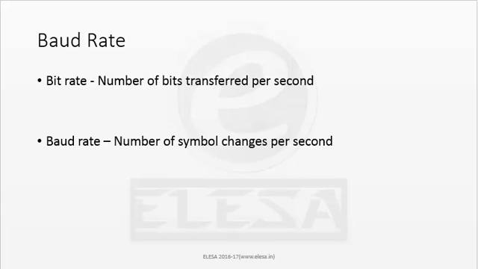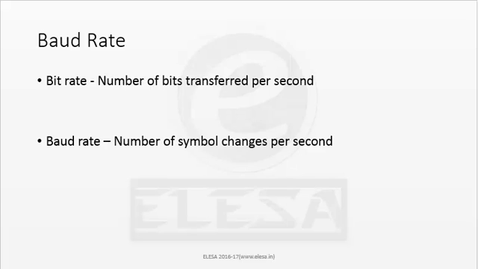Conversely, if the signal was just between plus 5 and 0 volts, the bit rate would definitely be equal to the baud rate. So this was a very simple difference between the bit rate and baud rate, which is very commonly confused. We have now prepped ourselves with the very basics.